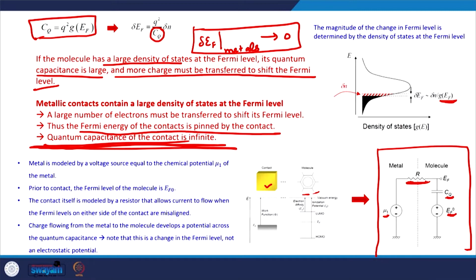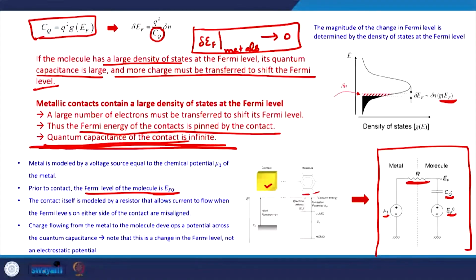Okay. So, prior to the contact, the Fermi level of the molecule is EF naught, and here we are only considering this quantum capacitance component. We are not considering the electrostatic component. Okay. So, please be careful. So, this circuit is not yet complete. This is just to model the quantum capacitance of the molecule in a circuit form.